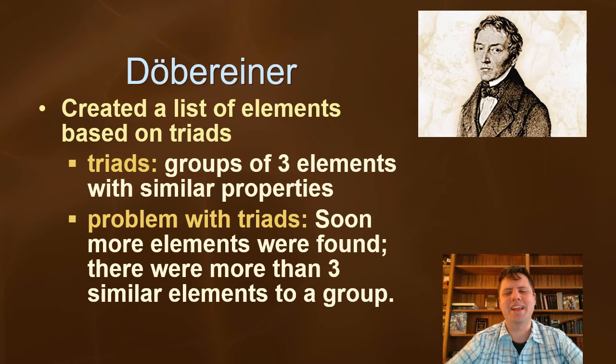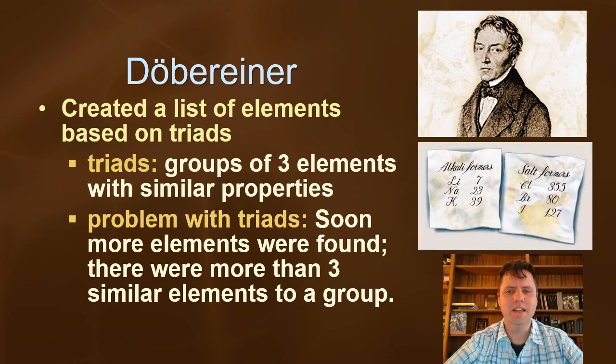So his triads idea was good as far as it went, but the problem is we find some that go beyond even the rule of 3. Like I found 4 elements that are similar to one another, or 5 that are similar to one another. Here's a couple of examples where he found alkali formers and salt formers, and he put them together and saw that these were things that were similar to one another.